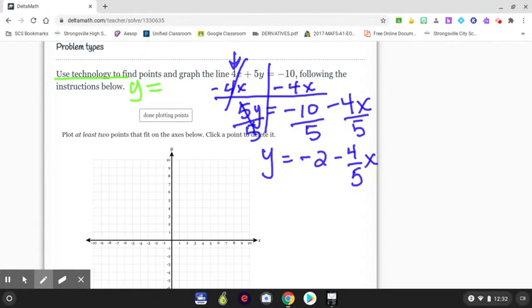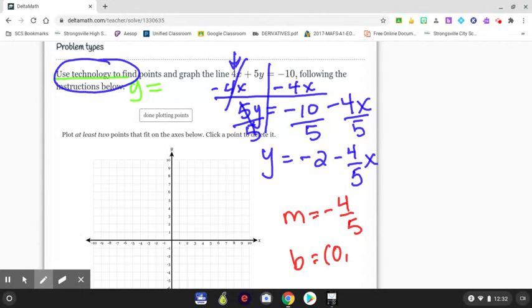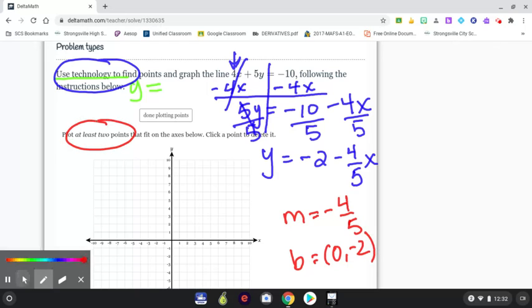Now it says plot at least 2 points. Again, it says use technology. So you could try the strategy that I just did with the graphing calculator on the last group of problems. Or now that I have this y isolated, I could simply say, well, I know what the slope is. It's negative 4/5. And I know what the y-intercept is. It's 0, negative 2. So it's up to you. It says plot at least 2 points. So I can go either way.